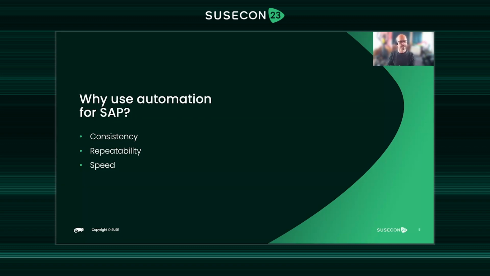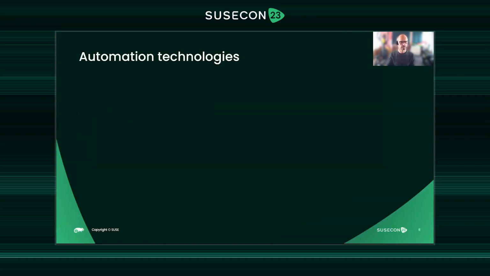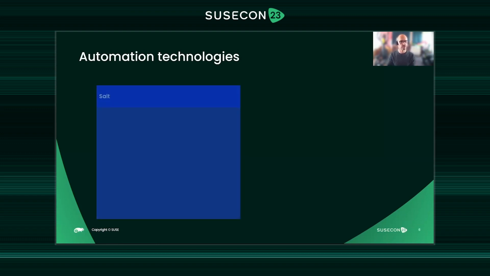It doesn't need lunch breaks and things like that. So speed is a big thing that you get, but really that's a side benefit of consistency and repeatability, really. Speed is great, but those first two are really key. So let's talk about the automation technologies that we have here at SUSE.